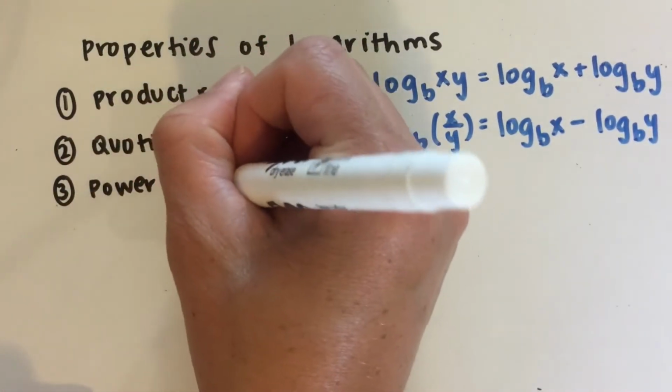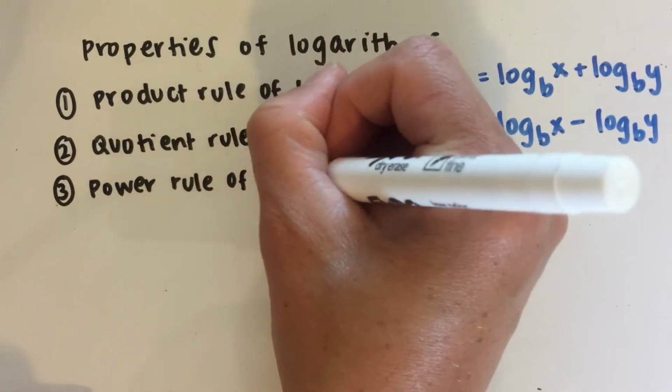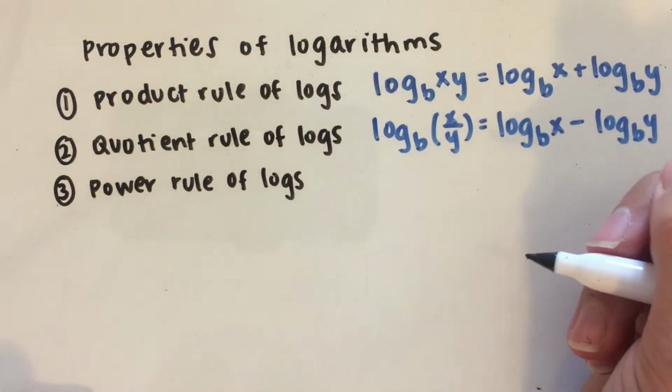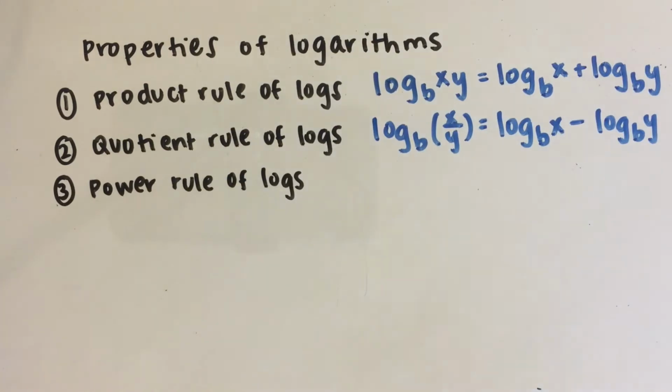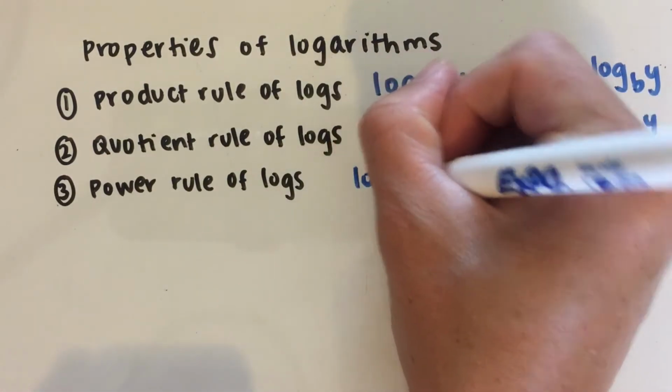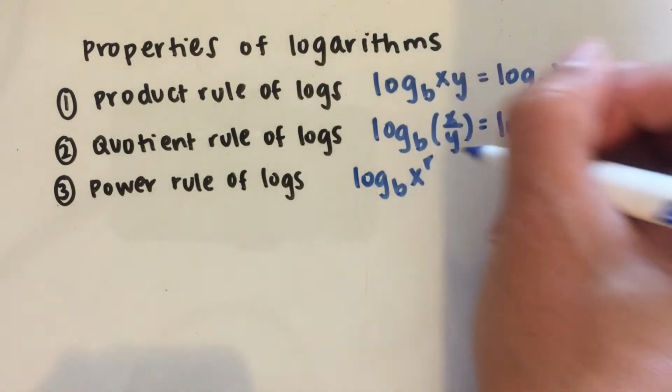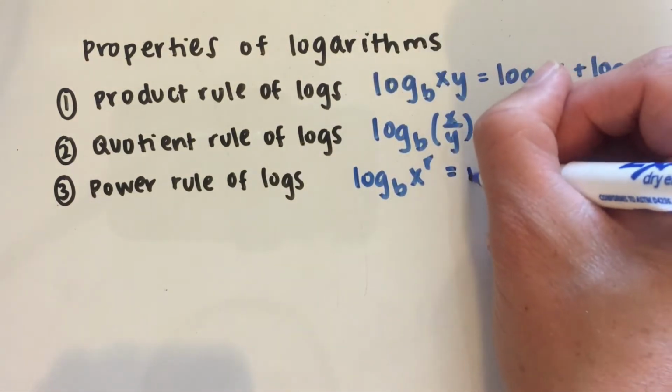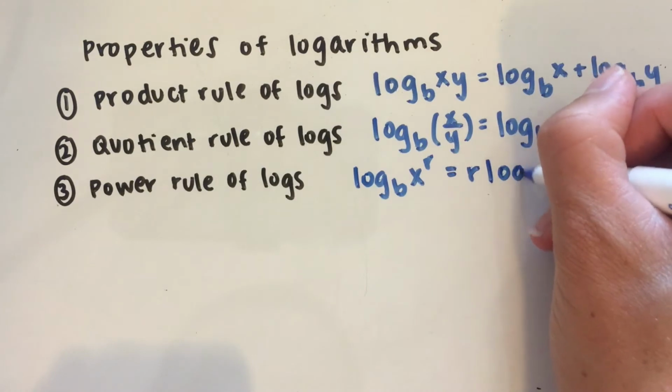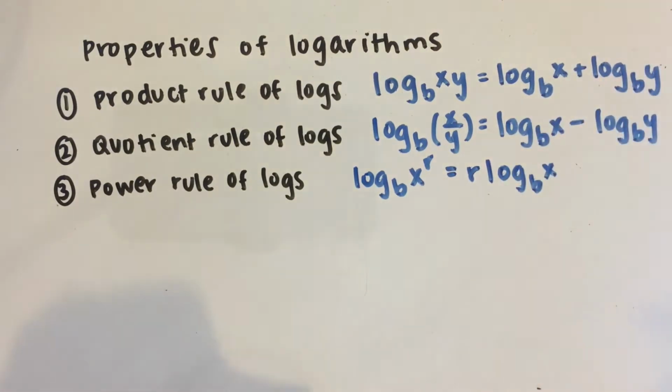Another rule is the power rule of logs, and this states that if you have log base b of x to the r power, that's the same as r times log base b of x. So when you have a power, you can bring that number to the front and multiply.